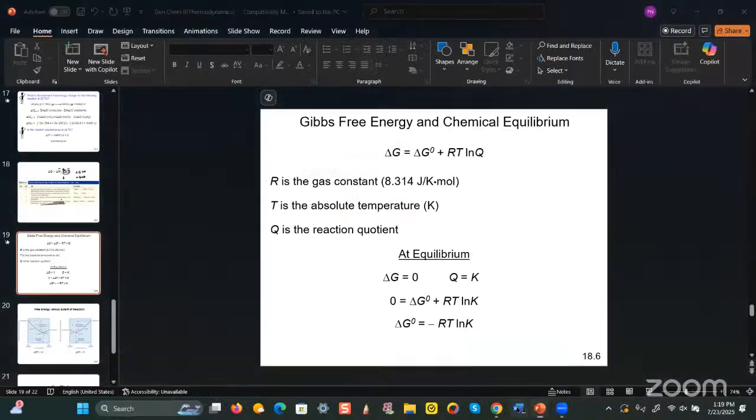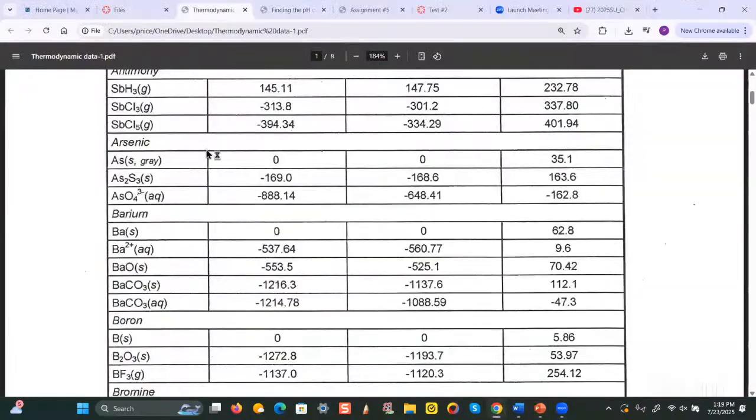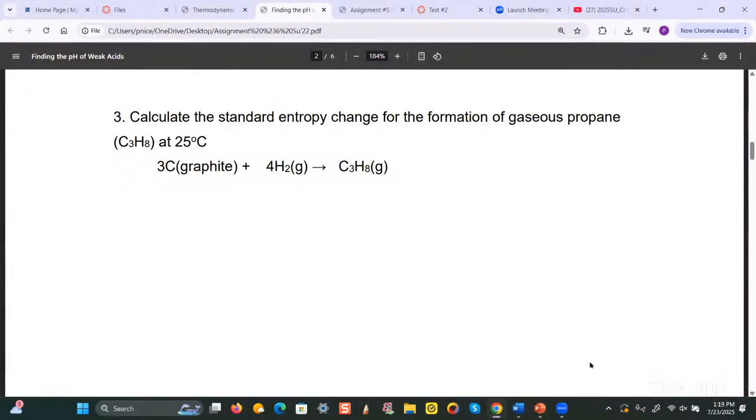Let me see here if we can do any more of the assignment questions. Okay, going back to the assignment. Let's look at number 4.